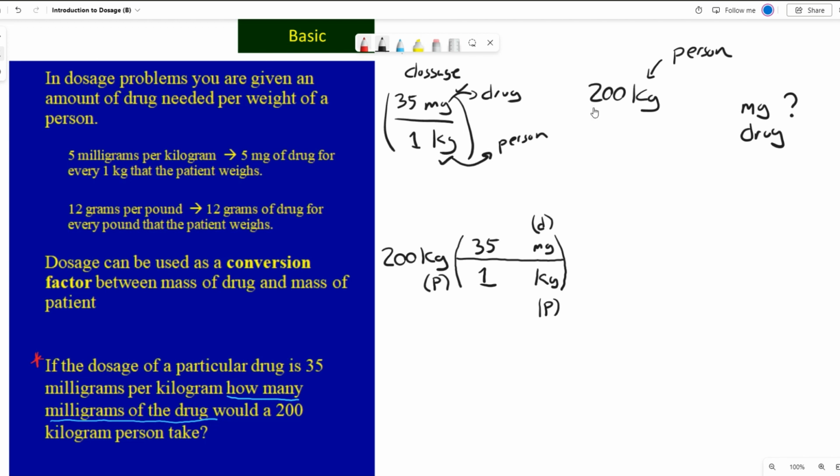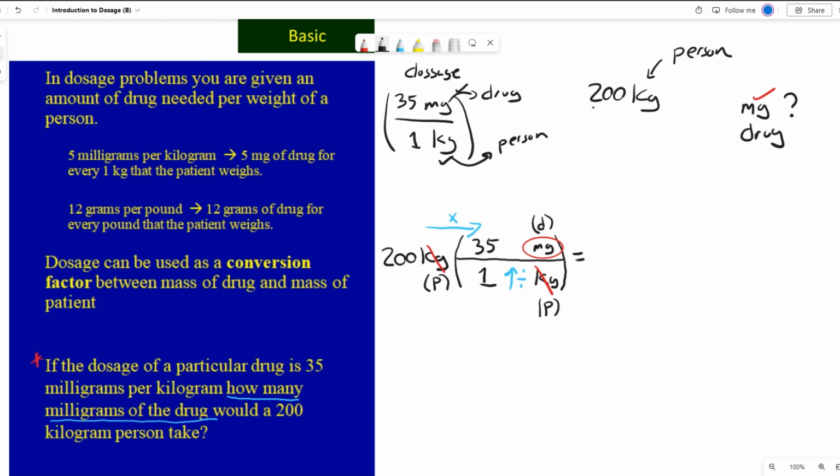All right, now we have the problem set up so that kilograms of person cancels out with kilograms of person, and the only unit that's going to be left is milligrams of drug. And guess what? That's what we're being asked to solve for. So now all we have to do, just like with any other factor label problem, is multiply across and divide up. We take the 200 kilograms of the person, multiply it by 35, and then divide by 1.